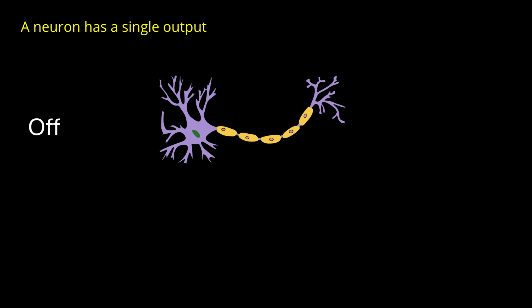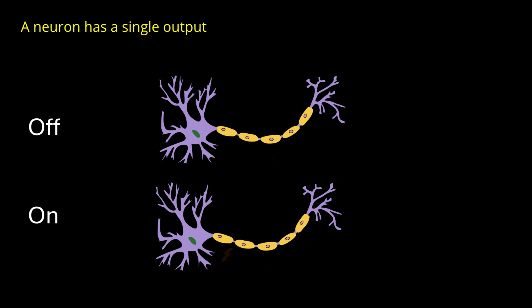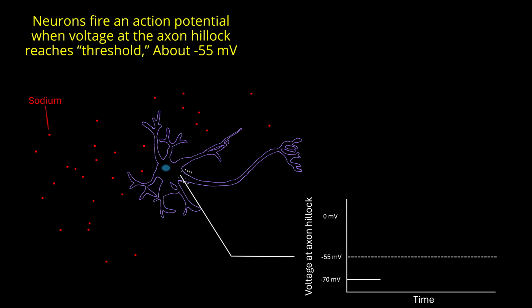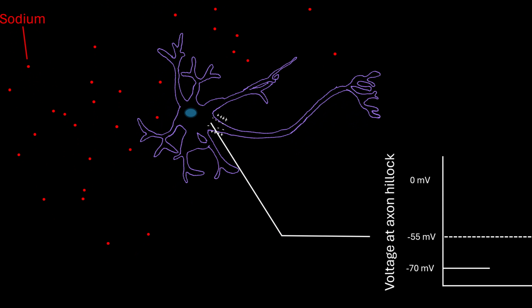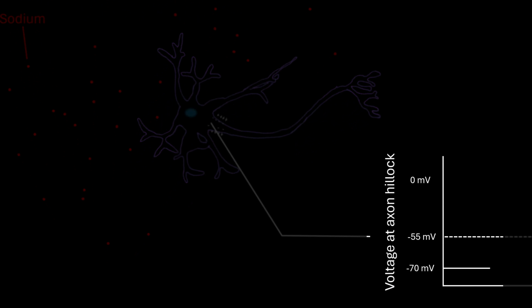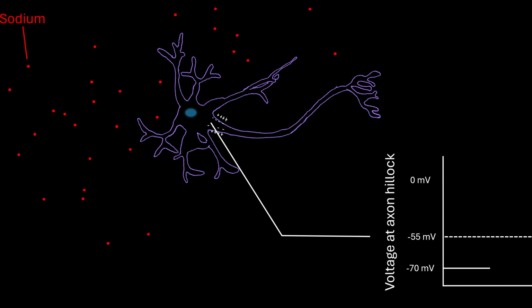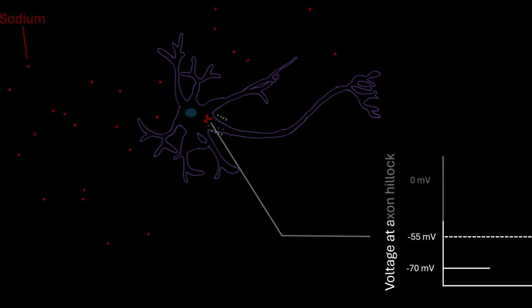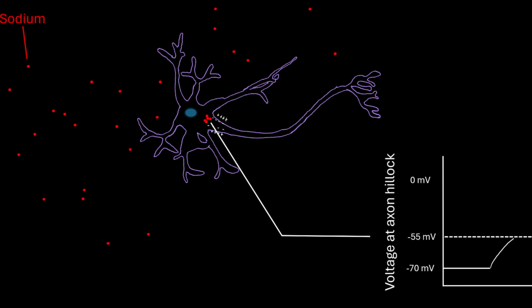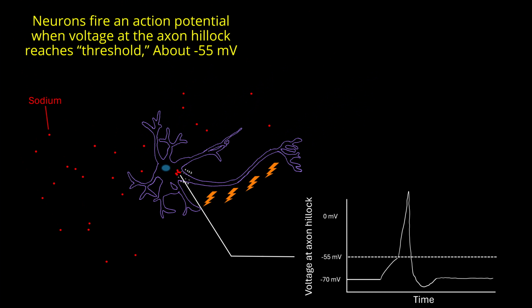If a neuron is resting, nothing happens. If it's on, the signal will travel down the axon that causes the release of neurotransmitter. The only thing that determines whether or not a neuron fires an action potential is the voltage at the axon hillock. At rest, the voltage is about a negative 70 millivolts. If enough positive charge enters the dendrites that it raises the voltage at the axon hillock to a negative 55 millivolts, or threshold, the neuron fires an action potential, which causes the release of neurotransmitters.